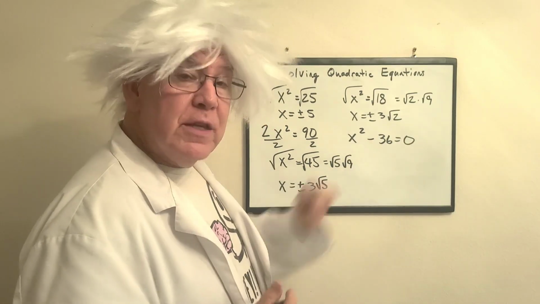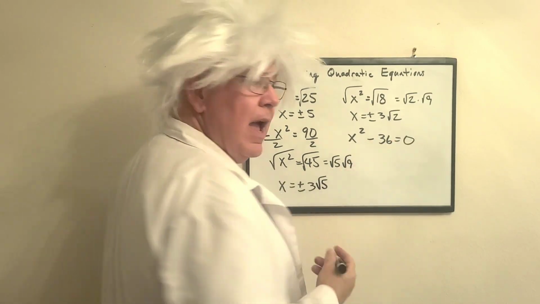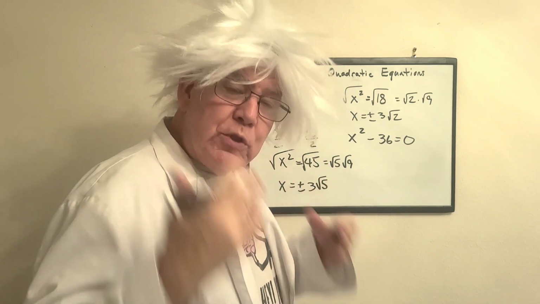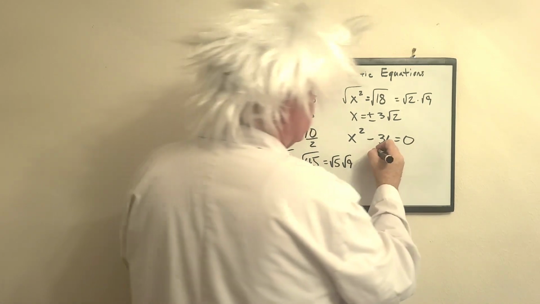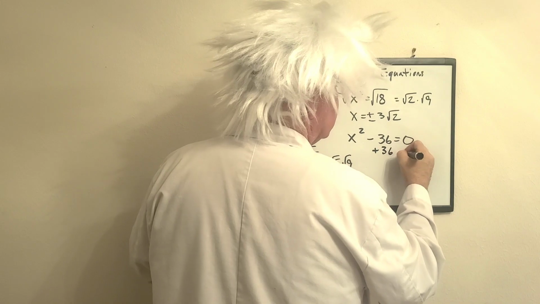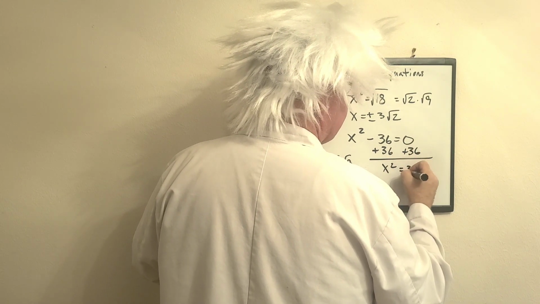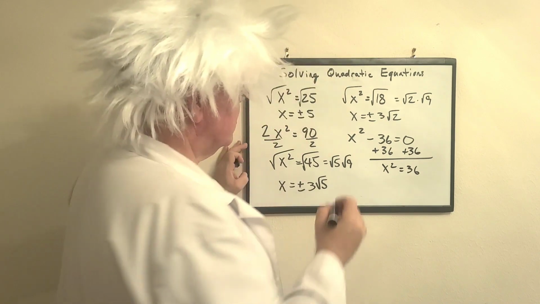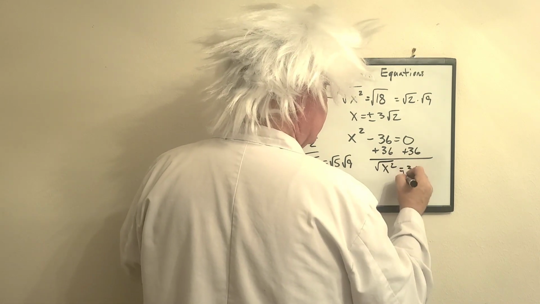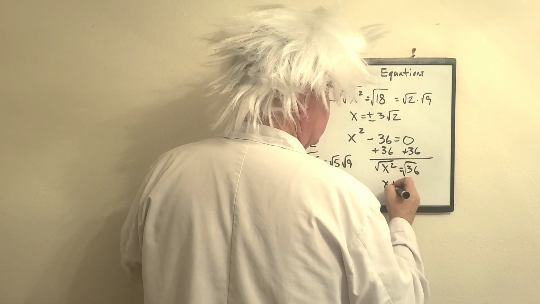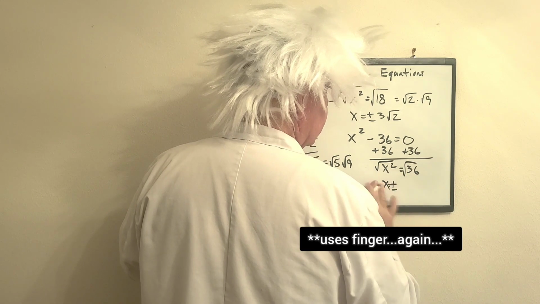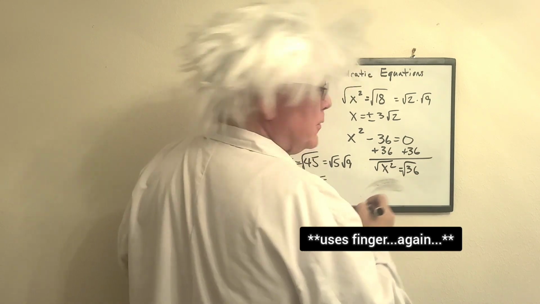Last but not least, for this part, I have this. We're using the square root, so the first thing I'm going to do is add 36 to both sides. Now take the square root of both sides like we've been doing, and x equals positive, oops, excuse me.